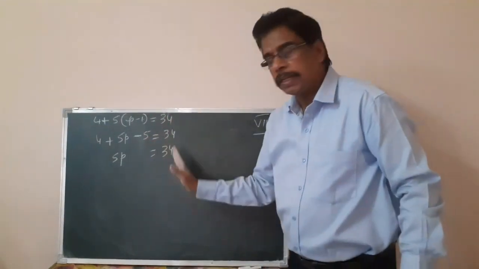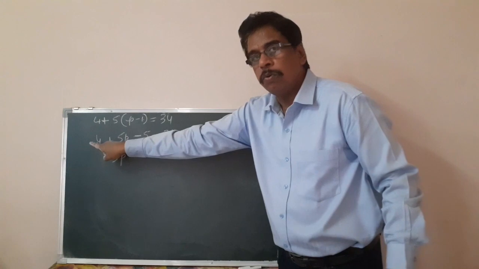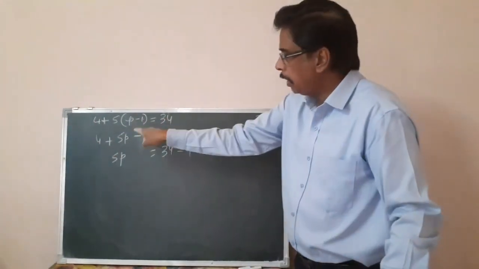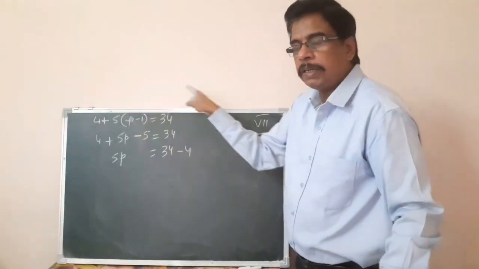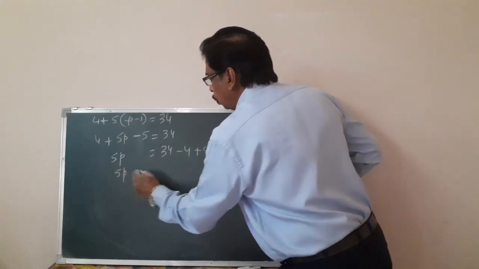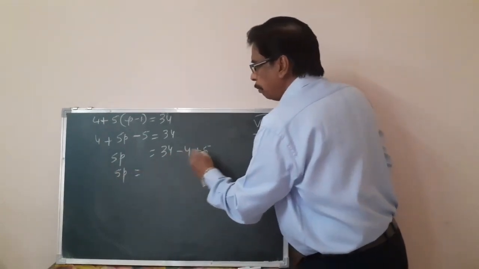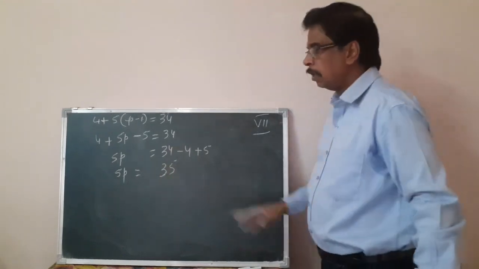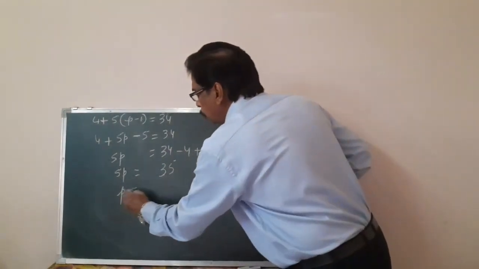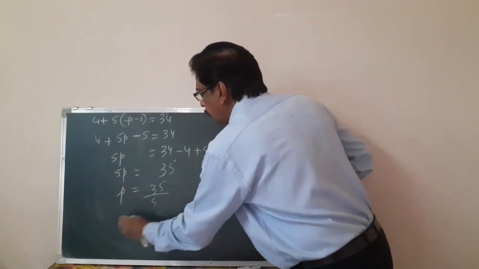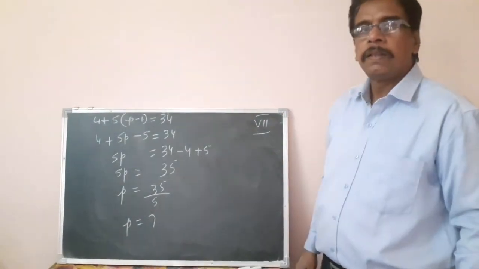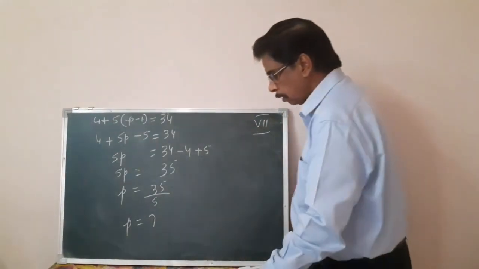It is already on the right hand side. Let it be. Now bring plus 4 from the left hand side to the right hand side, becomes minus 4. Bring minus 5 from the left hand side to the right hand side, becomes plus 5. So 5p is equal to 34 minus 4 is 30. 30 plus 5 is 35. So p is equal to 35 upon 5. p is equal to 7. 5 7s are 35. Right? Next one.